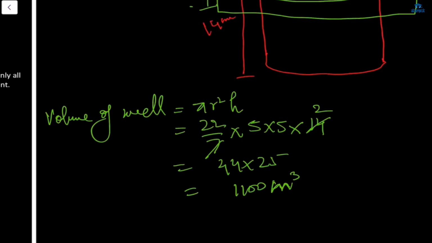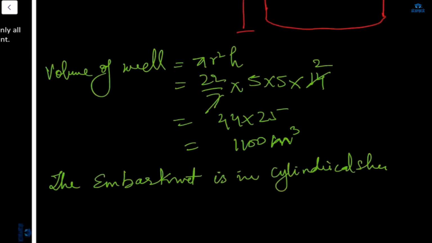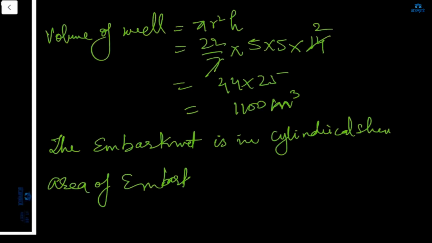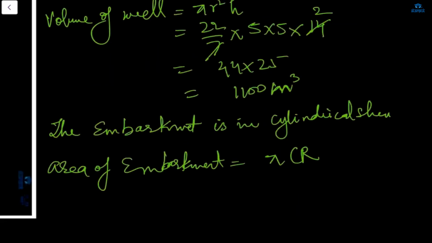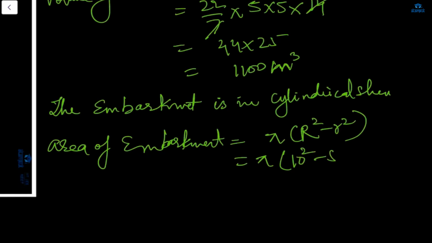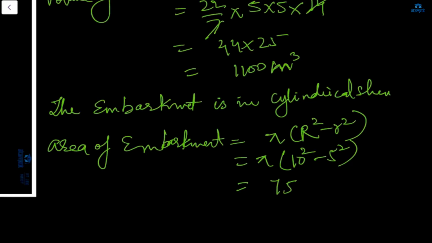Now we need to find out the embankment. It is a hollow cylinder type, a cylindrical shell. What will be the area of embankment? Pi r square, where the inner r will be the same as the radius of the well, and for the outer r you are going to add the width, 5 meter. So r square minus r square, since it is a hollow cylinder or shell. So pi into 10 square minus 5 square, which is 75 meter square. Wait, pi will also be there, so you can write 75 pi meter square.